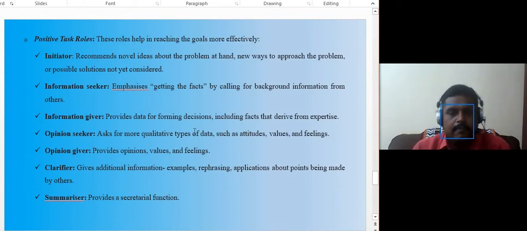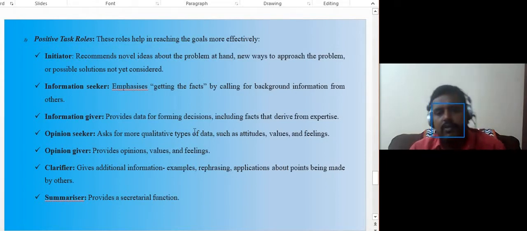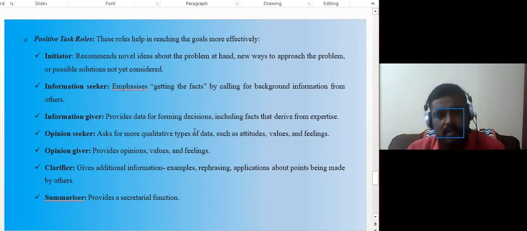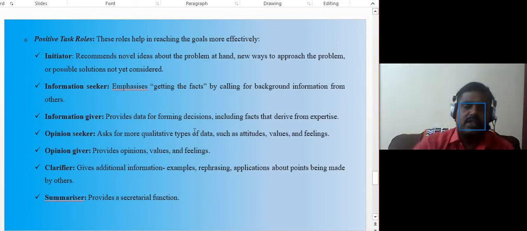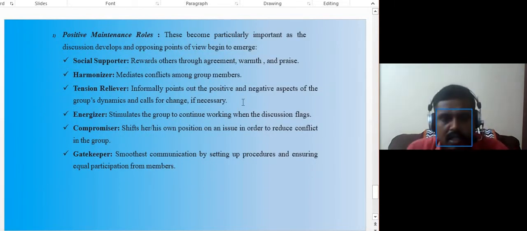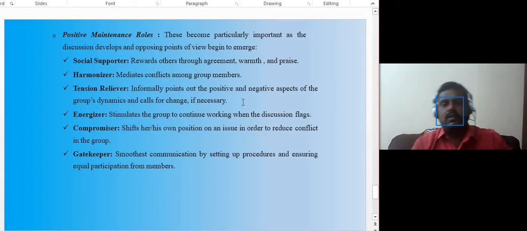The Opinion Giver provides opinions, values, and feelings. The Clarifier gives additional information, examples, rephrasing, and applications about points being made by others. The Summarizer provides a secretarial function. So, those are the positive task roles, and there are also positive maintenance roles. What are the positive maintenance roles?